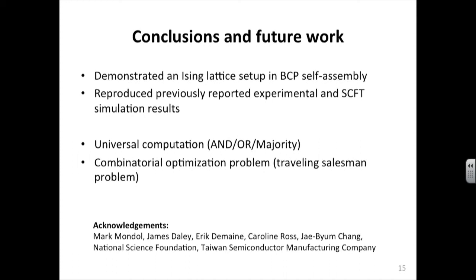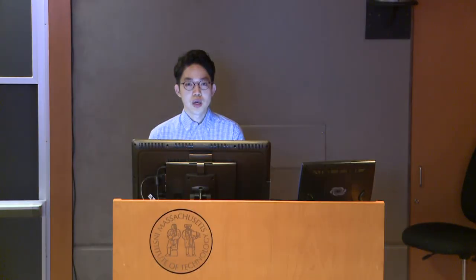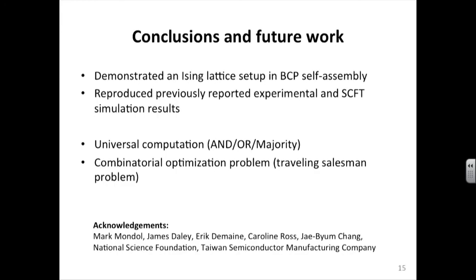In conclusion, we demonstrated an Ising lattice setup in block copolymer self-assembly and reproduced previously reported experimental and SCFT simulation results. Also, we demonstrated a proof-of-concept inverter and buffer using block copolymer self-assembly. Our next step is to perform universal computation by building different types of gates, such as AND gate, OR gate, or 3-input majority voting logic gate. We already have designs based on the Ising model simulations, and we are currently doing more experiments.